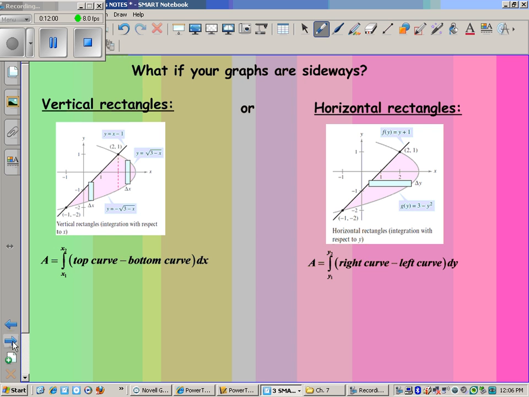So all of your variables inside your functions should be y's. Okay? So if they give it to you, y equals blah, blah, blah, you need to resolve it so that it says x equals blah, blah, blah. Okay? Now you're doing it sideways.